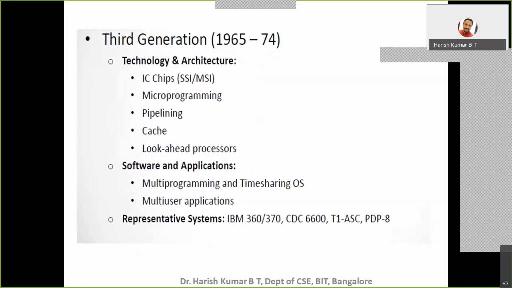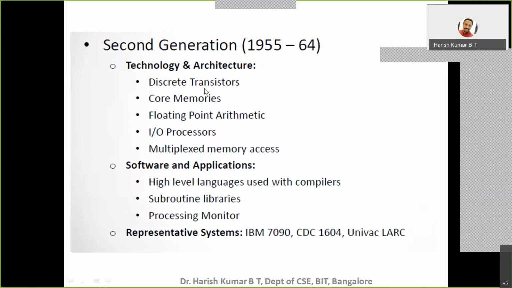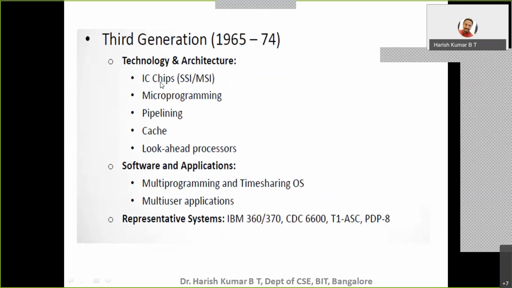Third generation computer systems, 1965 to 74. Now, if we look into the hardware technology, ICs came into the picture. All these transistors and diodes got replaced by integrated circuits, because within an integrated circuit, you will find millions of transistors and diodes. And what kind of integrated circuits? Small scale integrated circuits and medium scale integrated circuits. SSI is small scale integrated circuits, and MSI is medium scale integrated circuits.